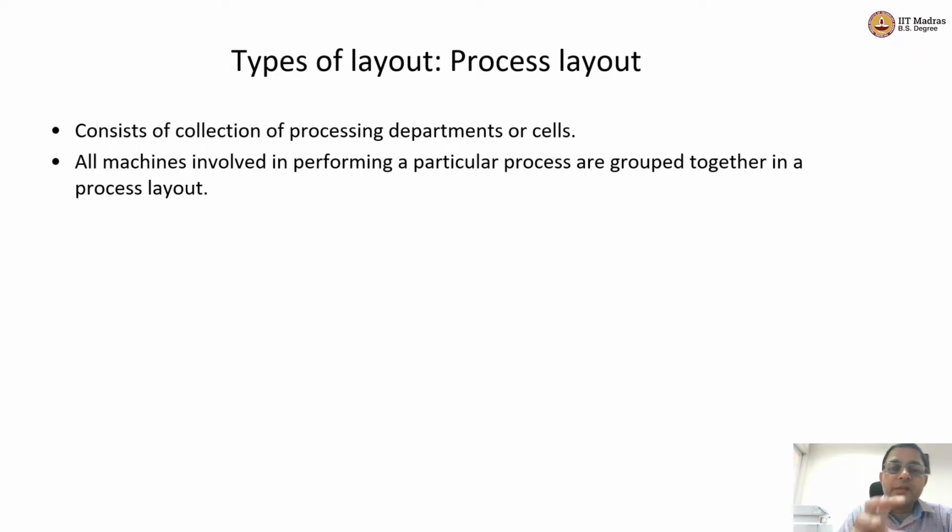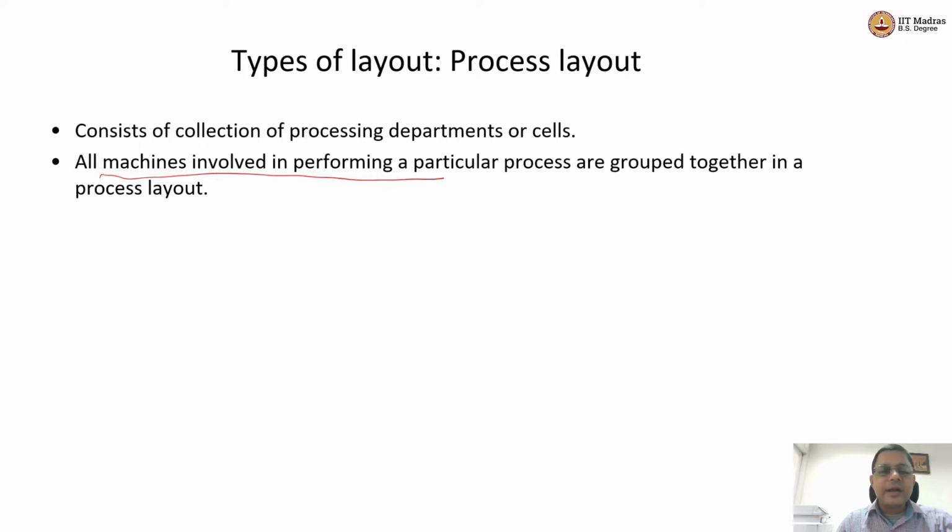They are not put in the sequence of operations. So here we are saying all the machines which are doing one particular type of job. For example, if you are doing milling operations, all the milling machines will be kept together. If you are doing drilling, all the drilling machines will be kept together. Unlike the product layout, where the sequence of machines is governed by the sequence of operation. Here I won't do that.